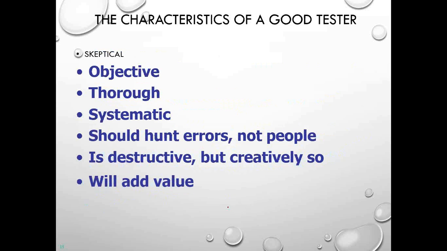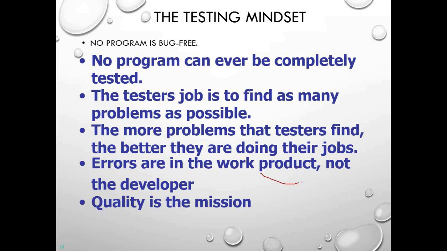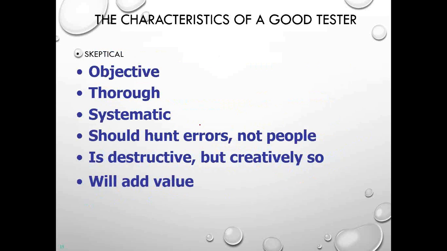The characters of a good tester: skeptical, objective, thorough, systematic, should hunt errors, not people. So this is something, all are self-explanatory except this. Why does it say should hunt errors, not people? If you are trying to find some flaws in the process, flaws in the system, you should try to find flaws in the product. That's what it is saying. It's the product where you have a problem, not the developer where you have a problem.